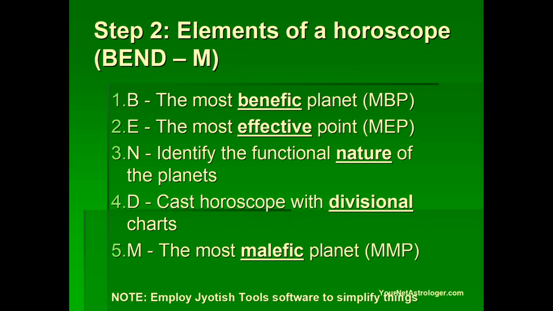In step 2, we focus on various important elements of the horoscope. The important elements are the identification of functional nature of planets, identification of the most effective point, identification of the most malefic planet, the most benefic planet, and the analysis of divisional charts for deeper understanding of a particular aspect of life.